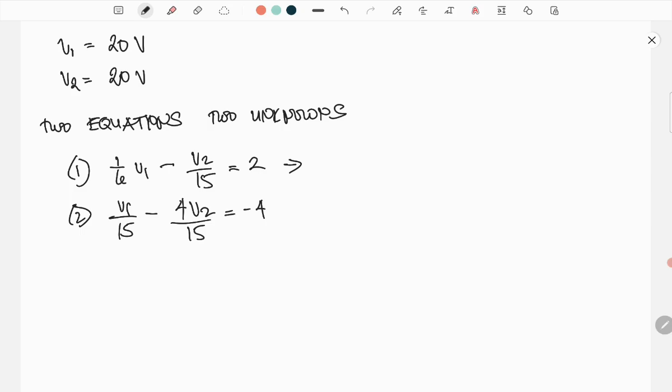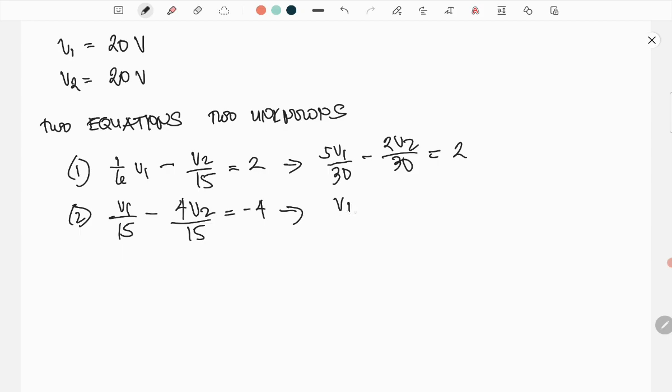In equation 1, we have 1/6 and negative 1/15. By inspection, the common denominator is 30. So 30 divided by 6 is 5, so that's 5V1. For your second term, 30 divided by 15 is 2, so that's 2V2. Then your answer is equal to 2. The second equation already has the same denominator, so we just copy it.